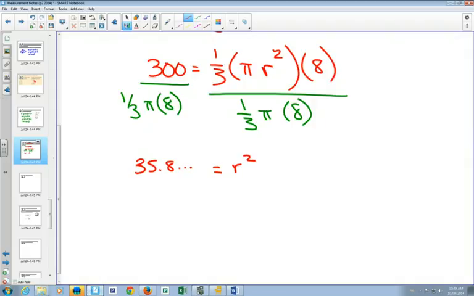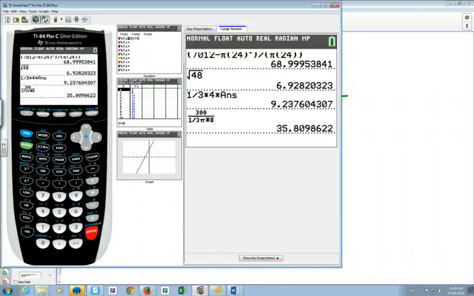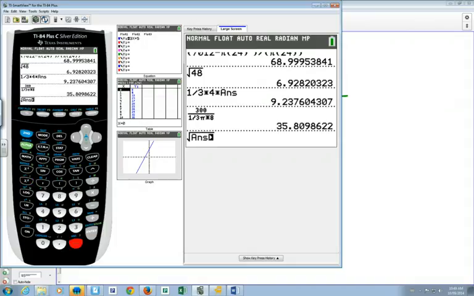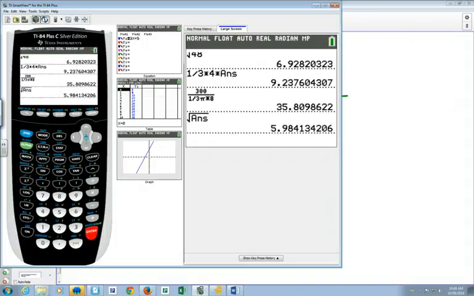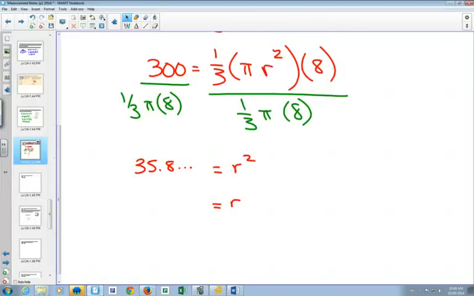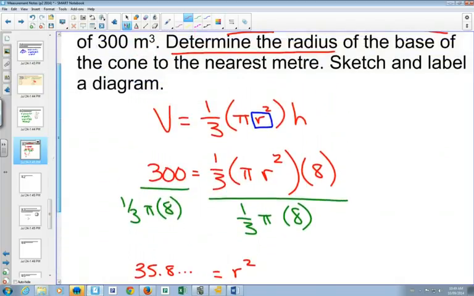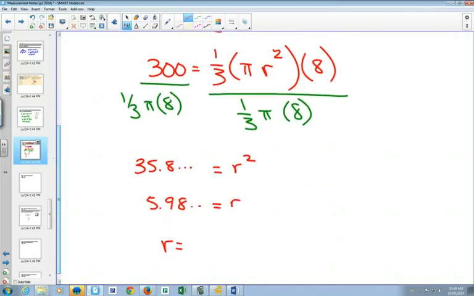What's the opposite of squaring? Square rooting. Go back to my calculator, and I can just go square root my answer, 5.98. Check. Did it ask us to round to the nearest something? To the nearest meter, so it'll be 6 meters as a final answer.